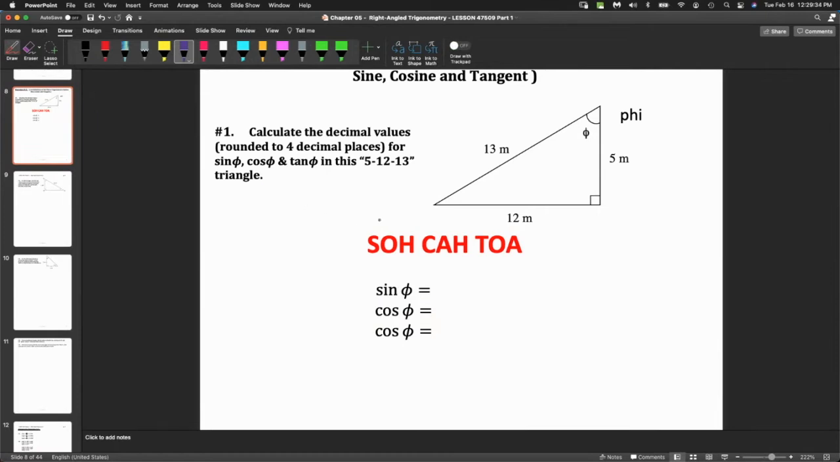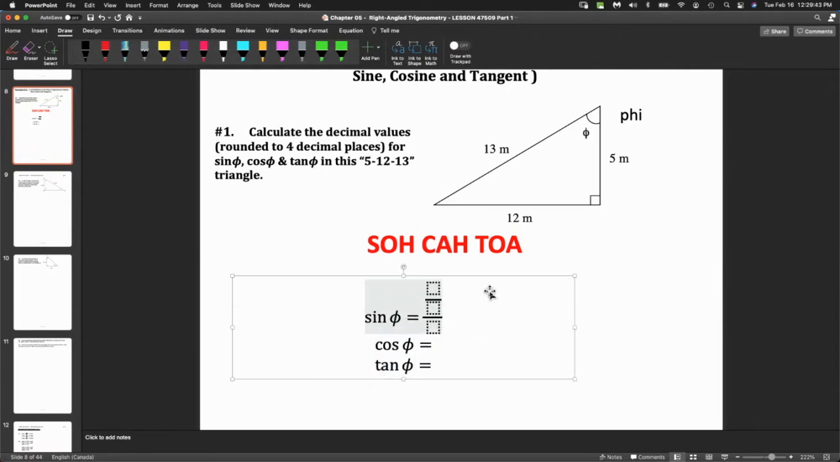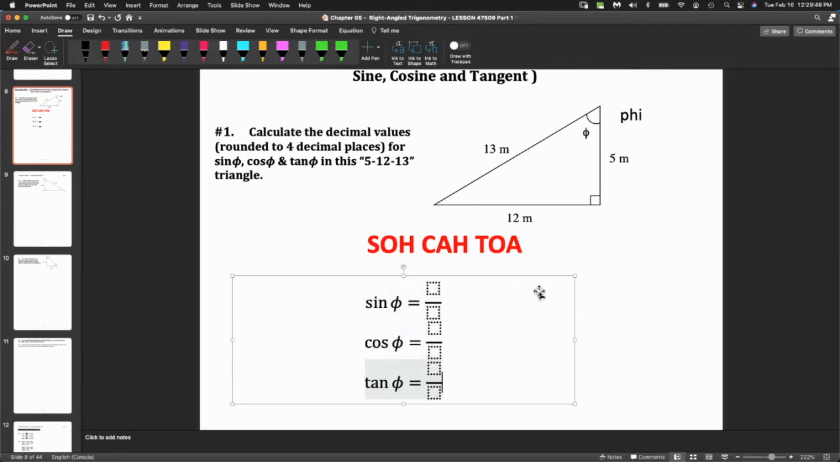Before we can end, whoops, I wrote cosine twice. I'm so sorry. That was silly. So the first thing you want to do is label the triangle. So let's label this triangle.